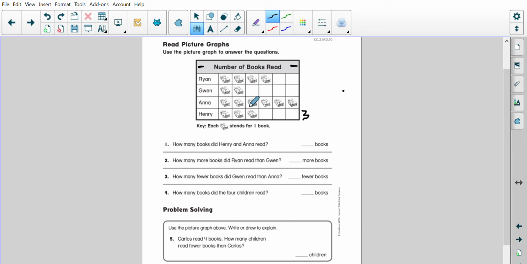Anna read 1, 2, 3, 4, 5, 6 books. Gwen read 2 books. And Ryan read 4 books. So I always like to put those numbers at the end. They kind of help us see our totals. So again, our question, how many books did Henry and Anna read? So let's add Anna's total and Henry's total, and we get 6 plus 3, which we all know is 9.